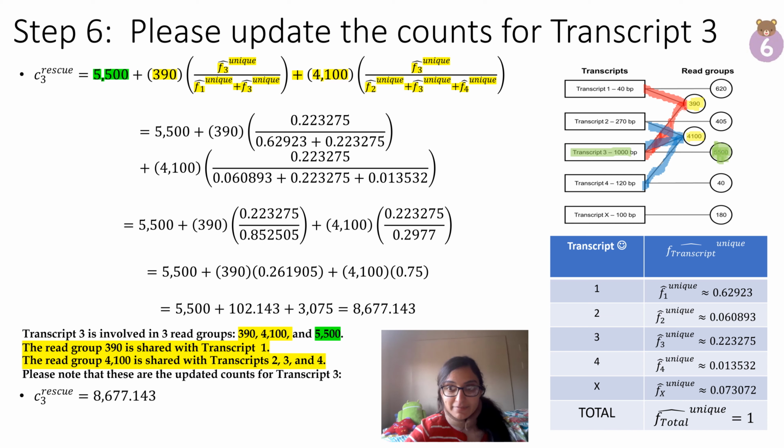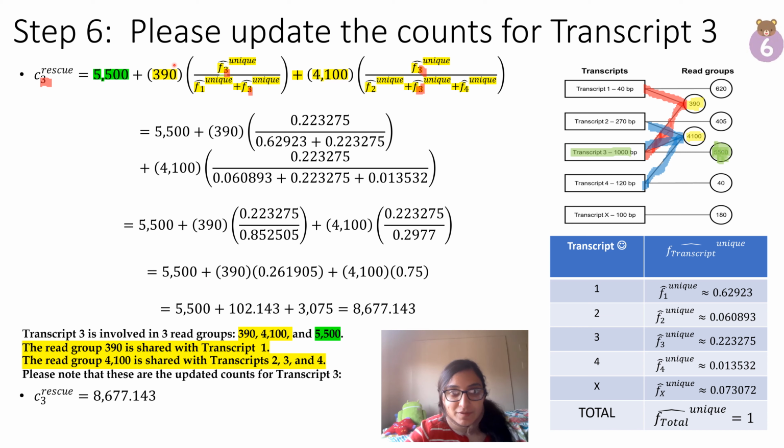So we're going to do the same thing for 390. Before, we were looking at F1 unique over F1 plus F3 unique, but now because this is all about 3, it's all about this 3 over here. You see, everything is about 3. So let me highlight that here. This is about this 3 here. 3 always has to come here. It's all about 3.